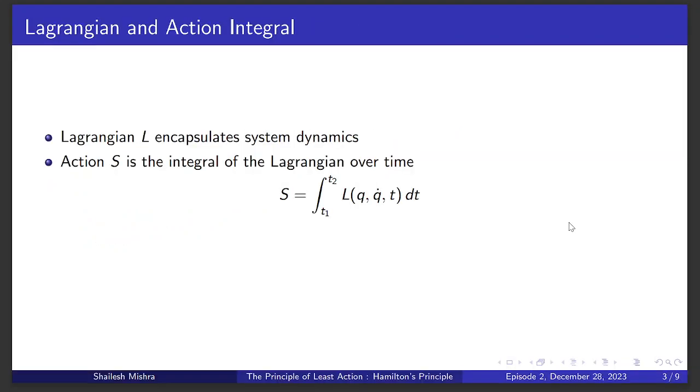The action, which we denote as S, is a crucial concept here. It's defined as the integral of the Lagrangian over time. The principle of least action tells us that the actual path a system takes is the one where this action integral S is minimized, or more generally extremized. In other words, out of all possible paths the system could take between times t1 and t2, it chooses the path that makes the value of this integral as small as possible. This idea of minimizing the action integral is a fundamental aspect of how physical systems behave.